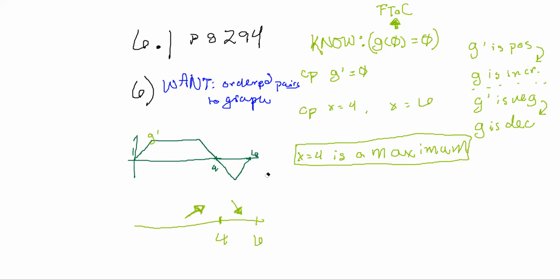Okay, so we have this information. I'm going to clean this up a little bit. We know it's going to have x equals 4.